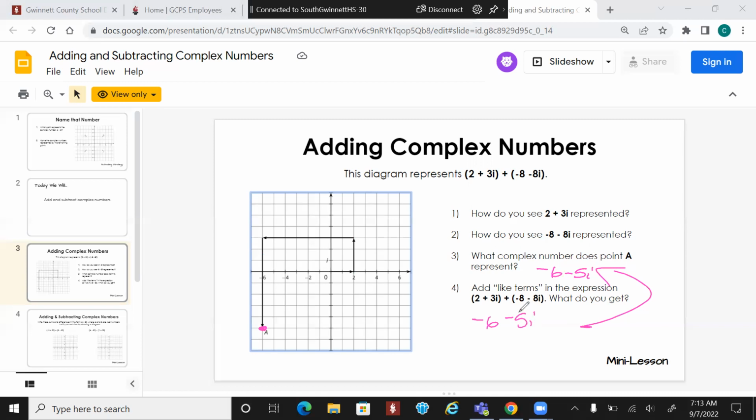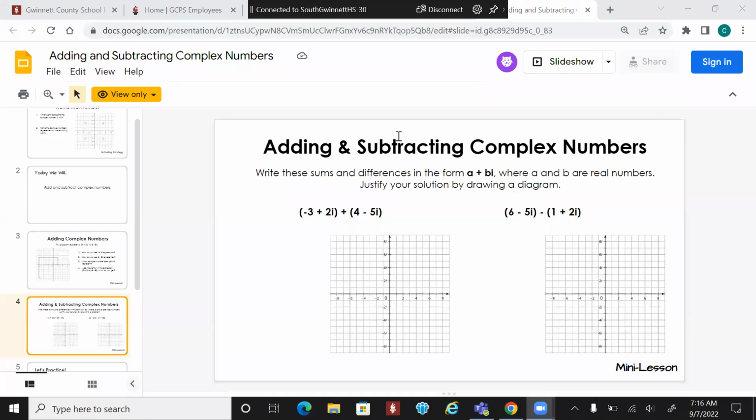Okay, so you're going to add the real together, and then you're going to add the imaginary together. Okay, so what I would like for you to do, okay, I'll take a second. All right, so let's talk through this. I'm going to do it the graphing way first, and then I'm going to show you how to actually simplify. So I'm going to move to the left 3, up 2. So we went left 3, up 2.